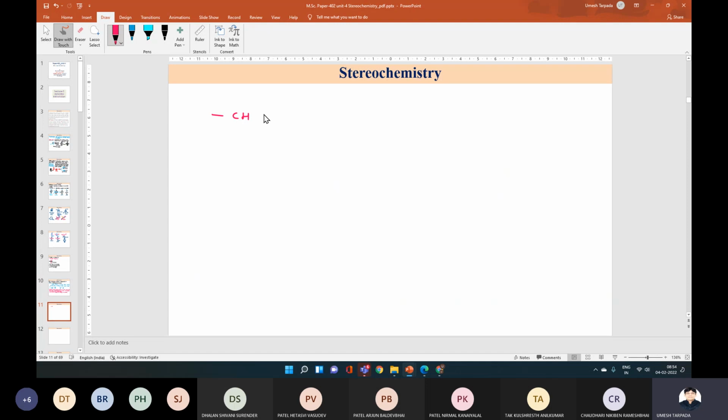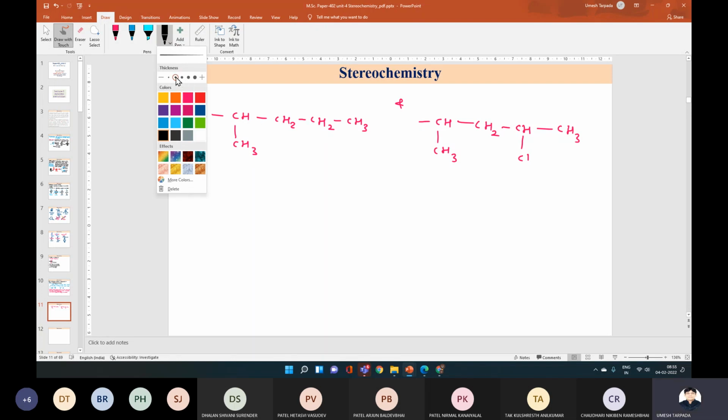For example, here it is CH, CH2, CH2, CH3, and the second group is CH, CH3, CH2, CH, Cl, CH3. Which of these two groups will you give number one? You have to get the priority. So first, see these two groups are attached to the chiral center. So here it is a chiral center.